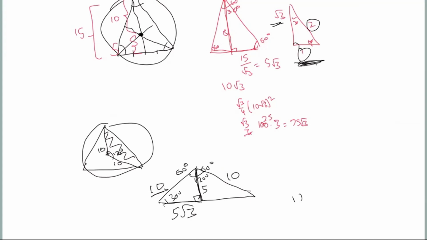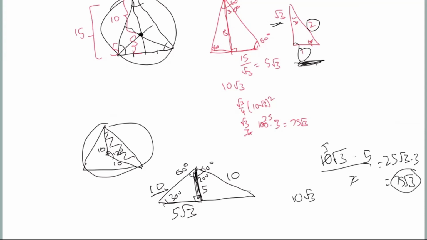So then this is 10√3 and this is 5, so we have the height and we have the base. This is 25√3, and times 3, this is going to give us 75√3. So for this, you just needed to know your special right triangles.